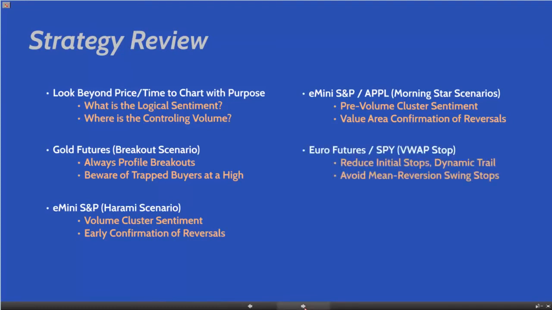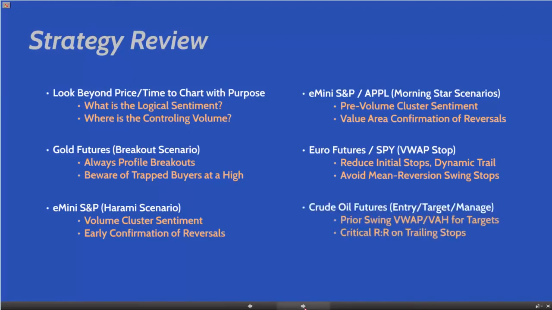And with the Euro and Spider ETFs, we introduced the concept of a VWAP-based trailing stop. We saw how mean reversion strategies create pullbacks that clobber trailing stops as they attack the VWAP. Right? If you're a swing trader and you don't know the VWAP of your swing, I fear for you. And finally, with crude, we put all these pieces together. Right? We used a prior swing lower to give us targets for a long, and we even learned a lesson about monitoring risk to reward while trailing up to a target. So that, my friends, is the end, almost.